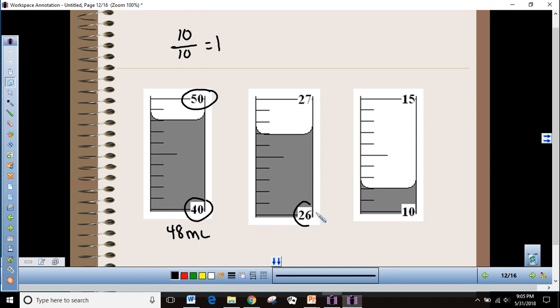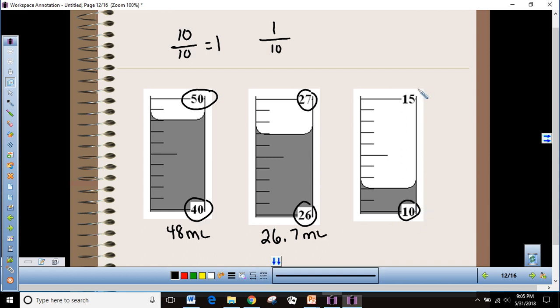If we look here, this one is 27, this one is 26. It's only a difference of 1. There are still 10 lines separating those. So each one is a tenth. So this is going to be 26.5, 26.6, 26.7. So you just have to be careful.